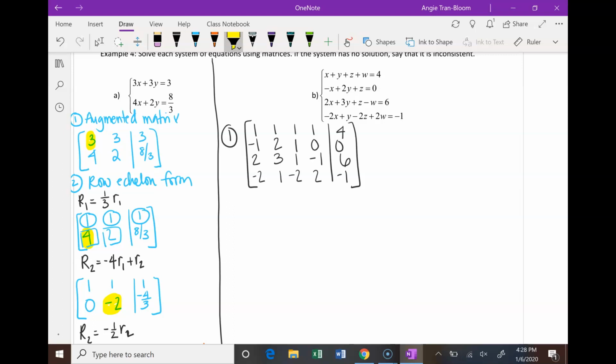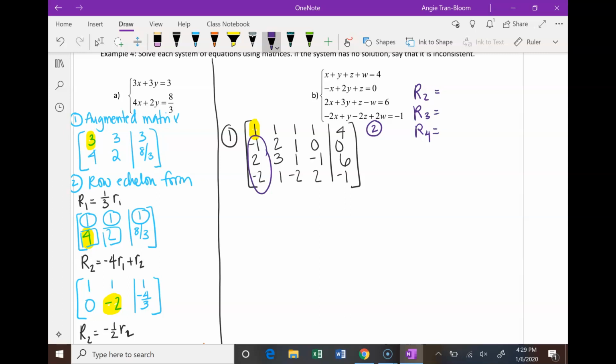Now let's try to get the diagonals to 1. That one's already 1, so now I just have to work with the bottoms and turn them into 0. If you're used to it, we can do multiple steps at the same time. So this is step number 2. I will change row 2, row 3, and row 4. I will try to get all those values under the first entry to become 0.